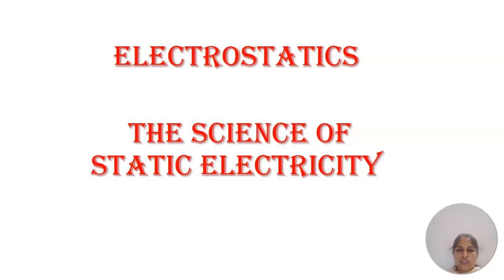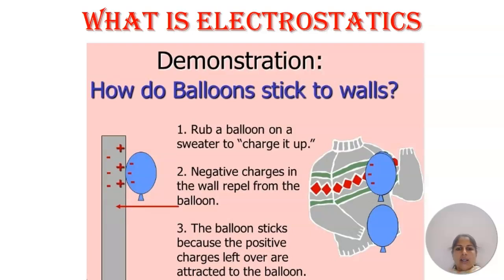How do balloons stick to walls? So, how do balloons stick to walls? It's all about charging by friction. When you rub a balloon on your hair or a sweater, electrons are transferred from one object to another. The balloon picks up extra electrons, giving it a negative charge.